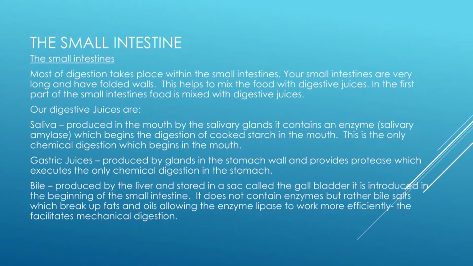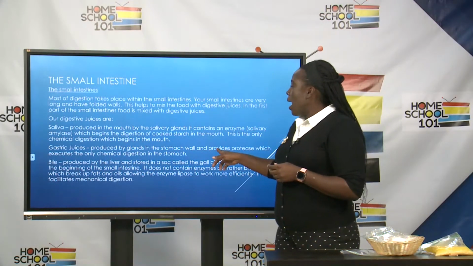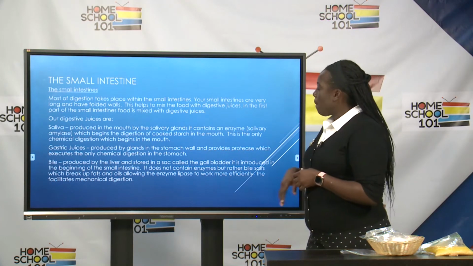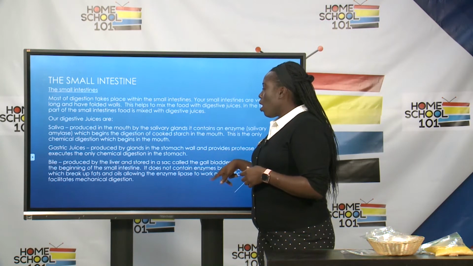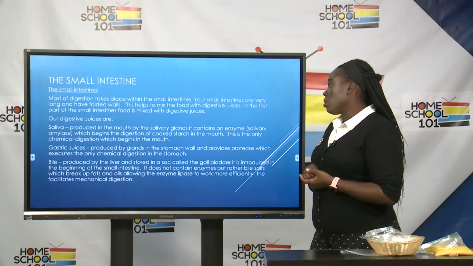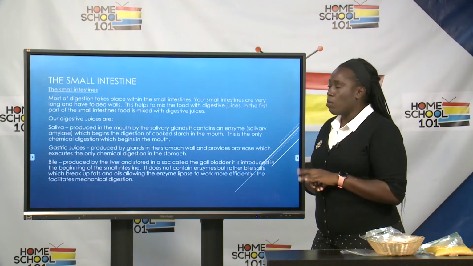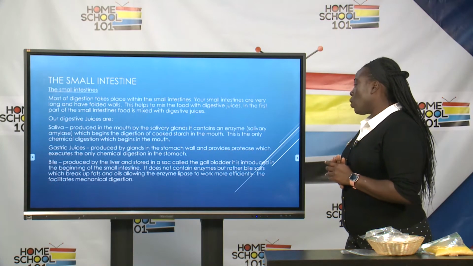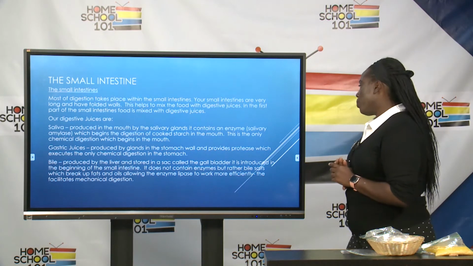In the first part of the small intestines, food is mixed with the digestive juices. What are our digestive juices? We encountered some digestive juice in our mouth, and that's called saliva. Our gastric juices were introduced in our stomach. And our first digestive juice, which is introduced in the small intestine, is bile. Bile is produced by our liver and stored in a sac called the gallbladder.